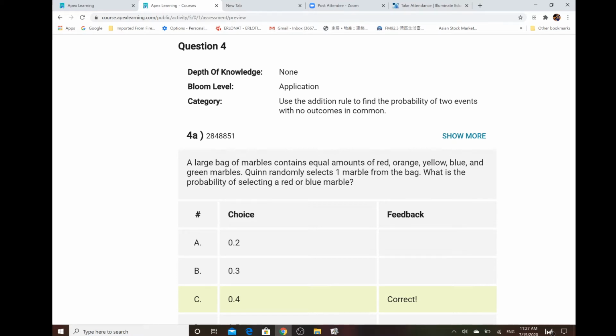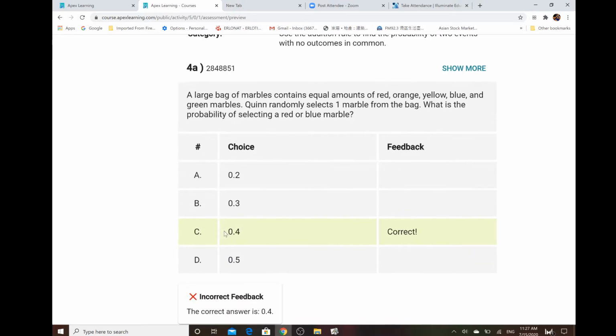Okay, and the keyword here is "or." So we have 1, 2, 3, 4, 5. Actually, we have 5 different colors of marble. So selecting the first one would be considered 1/5, and the second one that we select would be another 1/5. So 1/5 plus 1/5 would be 2/5. And then 2 divided by 5 would be 0.4.